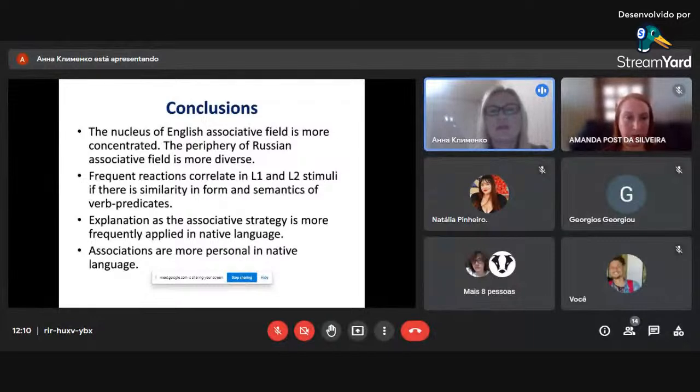Our study shows that explanation as the associative strategy is more frequently applied in native language, because our Russian language has a more diverse system of flexions. I could say that we could have slight difference in derivational strategy. It slightly prevails in Russian than in English. However, on other languages, it may be not proved. And we also found evidence that associations are more personal in native language, and partly they are more emotional.